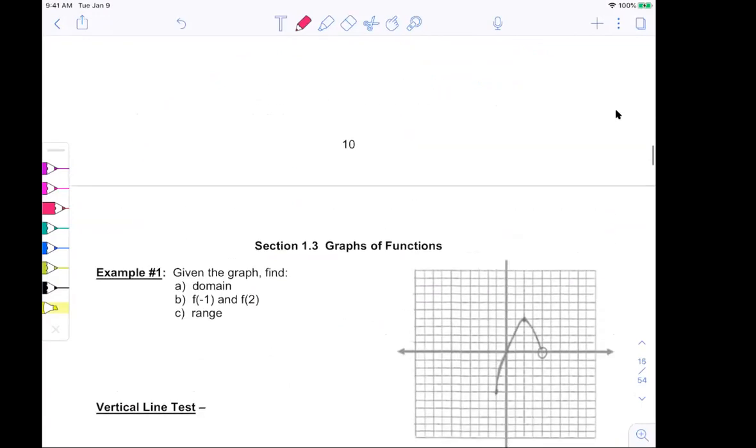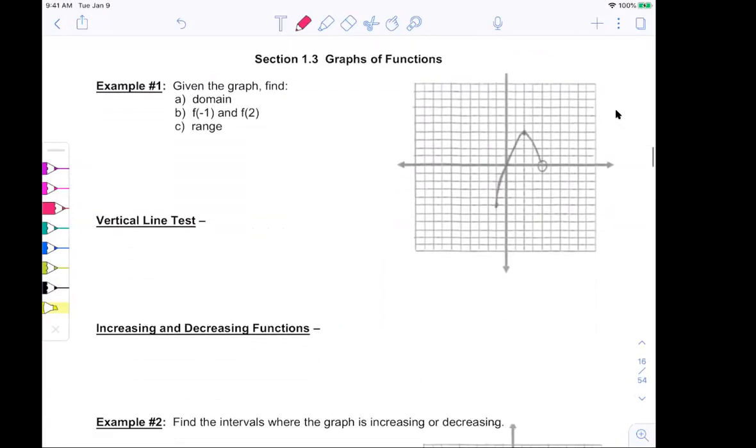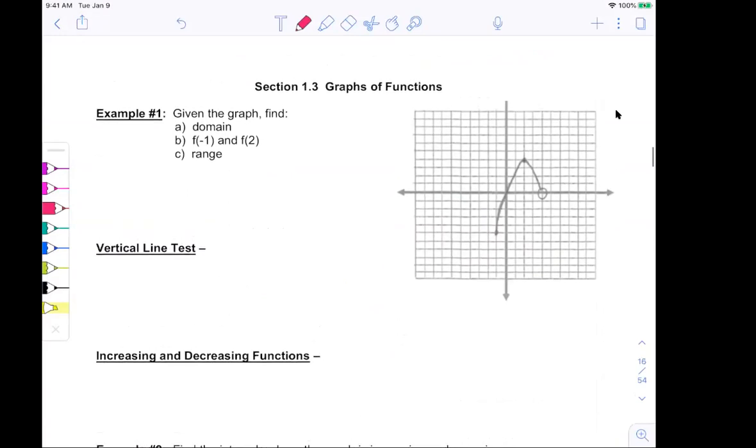In your packet, we're looking at page 11, section 1.3, and we will do most of this section today. We'll have a little bit left to go over tomorrow, just a very minimal part. And then tomorrow, we're just going to kind of practice domain and range, practice evaluating functions. Little quiz on Monday.